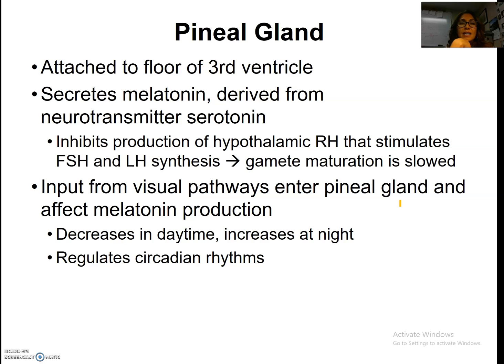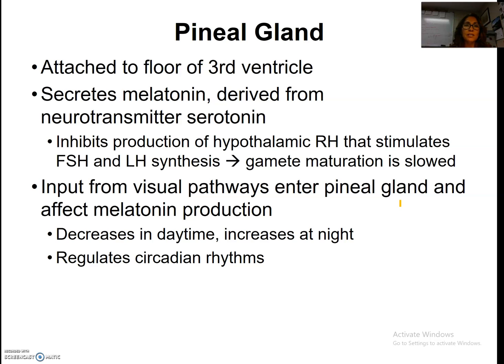And so what's going on when melatonin is being produced is that the serotonin is going to help induce the synthesis of follicle-stimulating hormone and luteinizing hormone to regulate the speed of the maturation of gametes. So you don't want gametes firing off all the time. You want to be able to regulate the speed of that because that's a very energy intensive process for the body.